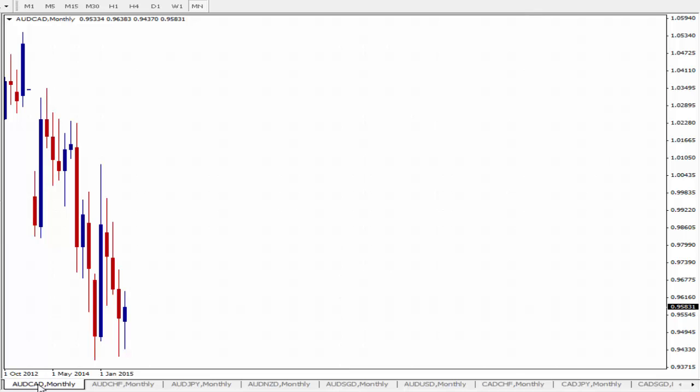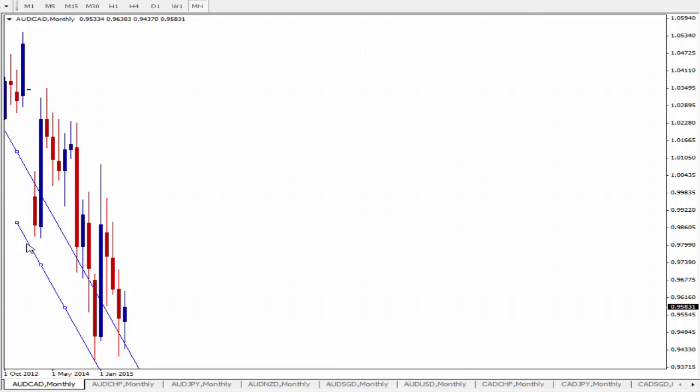As I'm moving through them, I'm not really interested in what currency pair I'm looking at. For example, I'm looking at AUD CAD. I'm not going to focus on that. I'm going to be focusing on the actual chart patterns that I'm seeing in front of me. So on this one, we're going to draw a channel.